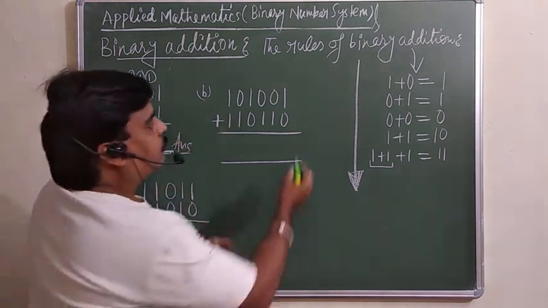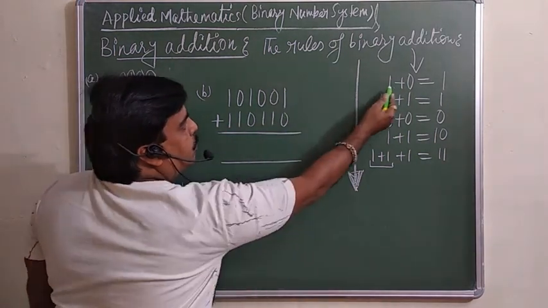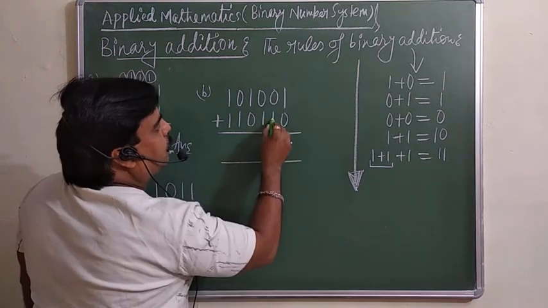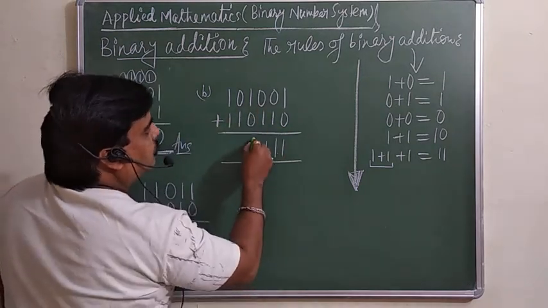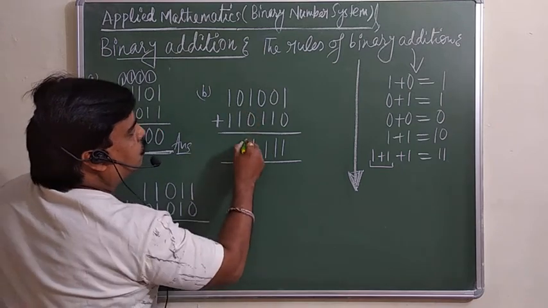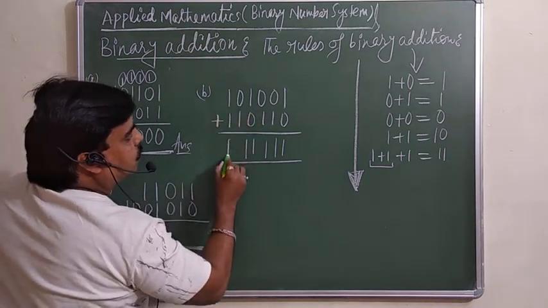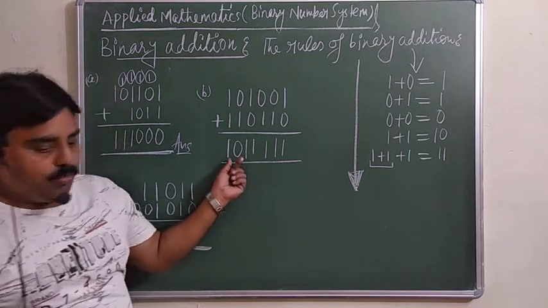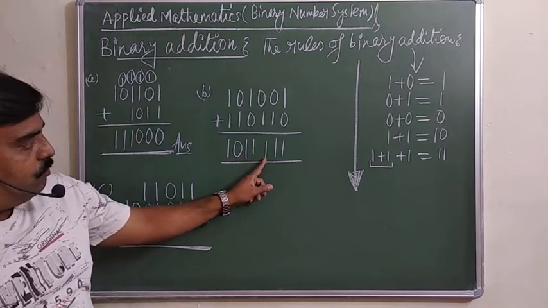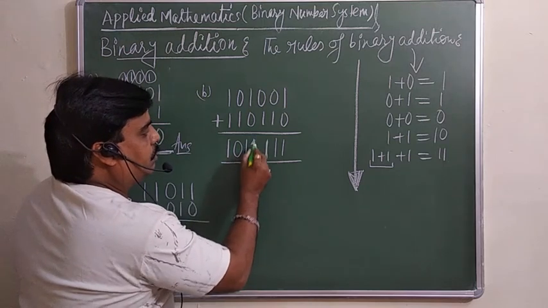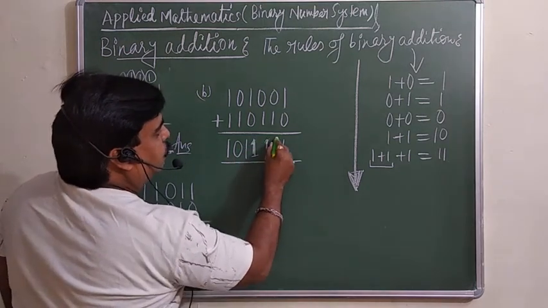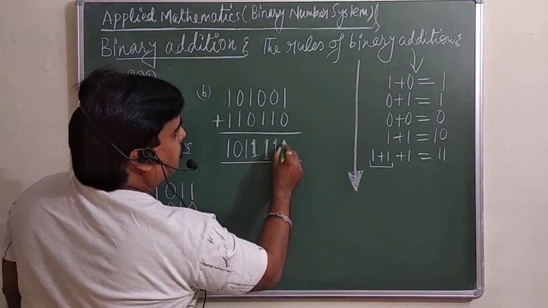Now look here. See, 1 plus 0 is 1, 0 plus 1 is 1, 0 plus 1 is 1, 1 plus 0 is 1, then 0 plus 1 is 1, but 1 plus 1 is 10, so 10 will come here. So the sum will be 1, 0, 1, 1, 1, 1, 1. This is your sum. Remember these are the 1s here.